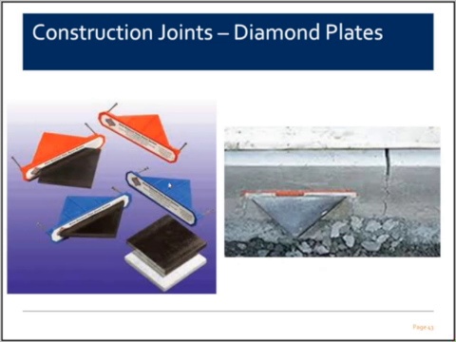Here's a picture of a typical diamond plate dowel. I apologize, the picture quality on the right is not the greatest, but again, these dowels are cast into one slab, and half of the diamond plate sticks out and gets inserted into a similar pocket on the adjacent slab, again allowing for load transfer and allowing for in-plane movement of the slab. You can actually see a control joint here too that was cut previously, and as anticipated, we have the crack induced below it.